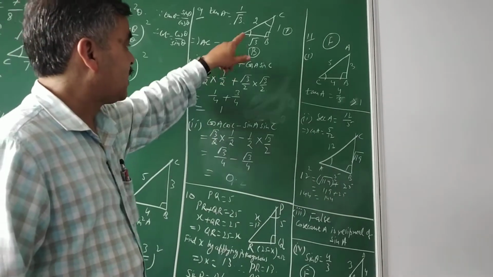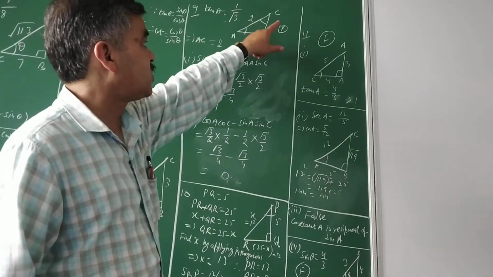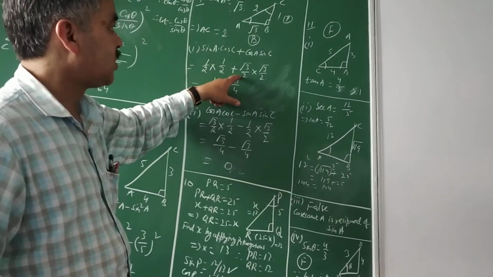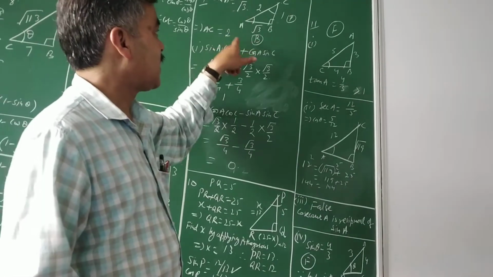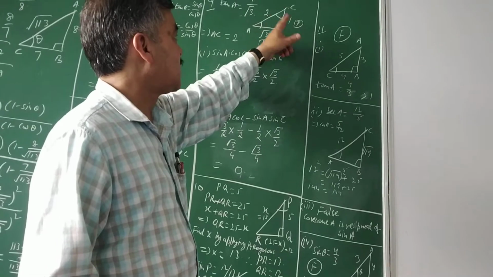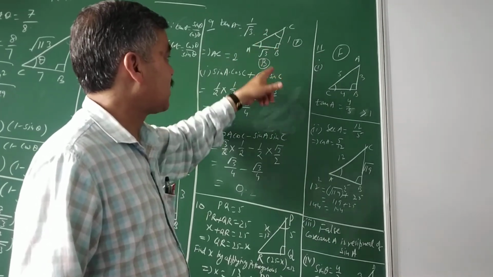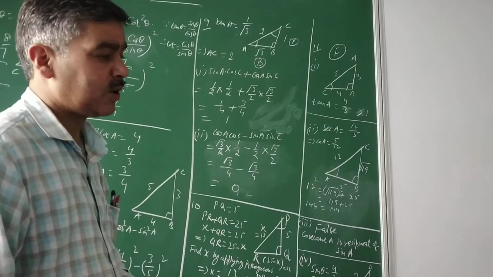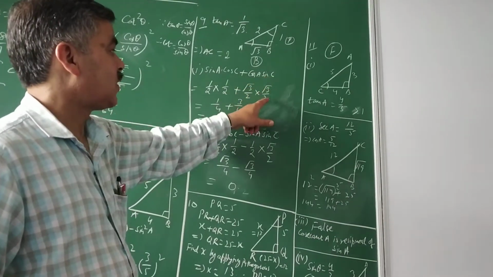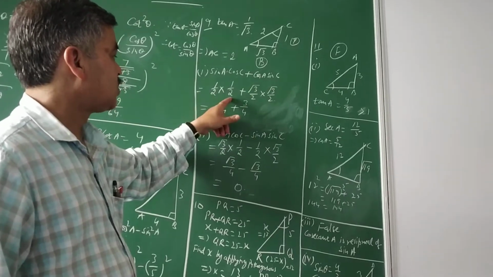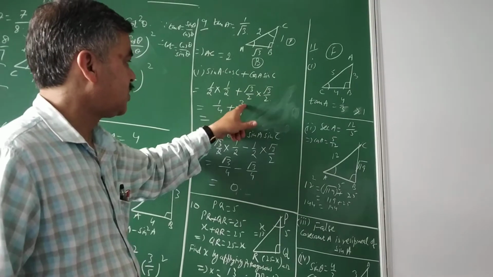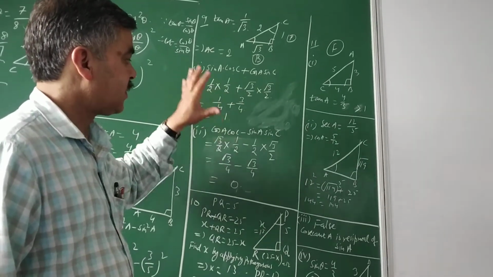Now cos A. When the angle is at A, this is the perpendicular and this is the base. So base upon hypotenuse comes under root 3 upon 2. When it is sin C, now the angle is shifted to C, so this is now the perpendicular and this is the base and this is the hypotenuse. So perpendicular upon hypotenuse becomes what? Under root 3 upon 2. So for C the sine will be what? Under root 3 upon 2. Do this calculation. 1 into 1, 2 into 2, 1 upon 4, root 3 into root 3, 3, 2 into 2, 4, and that will be equal to 1.